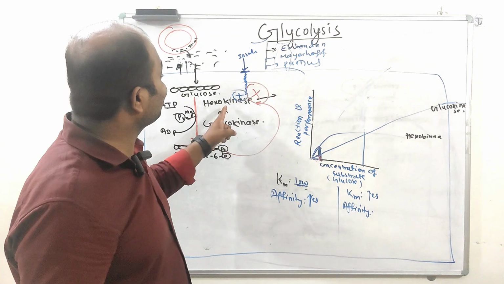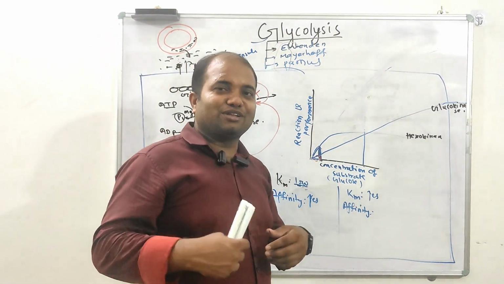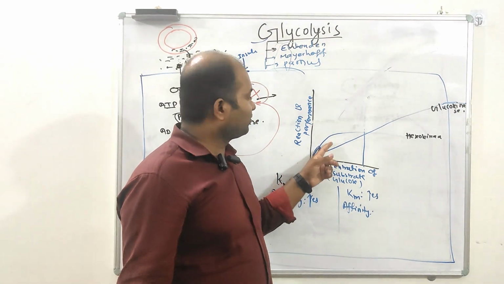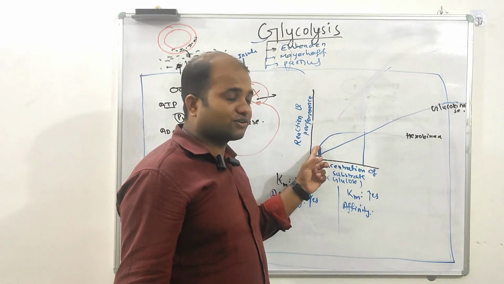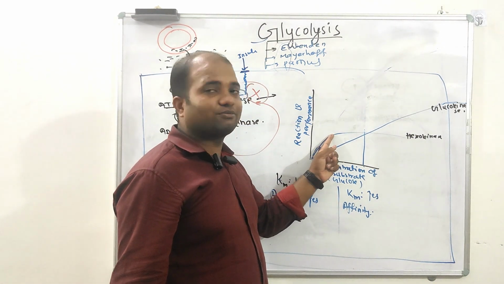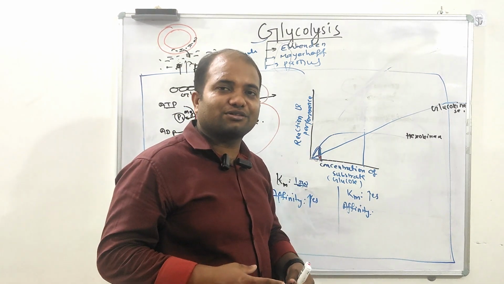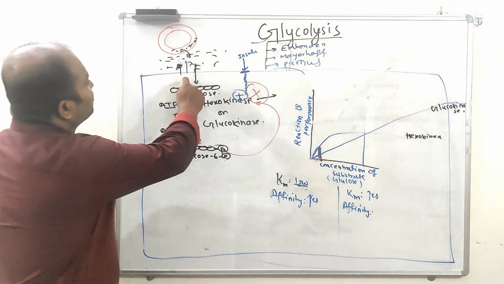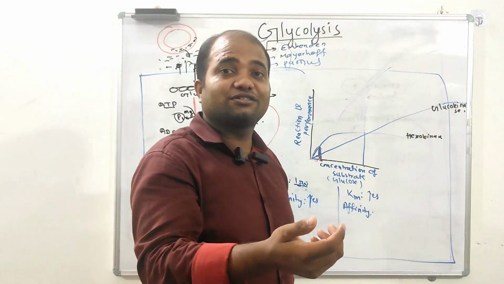So see the reaction. If you just imagine that in the liver hexokinase was there, and you had a heavy meal, in a little concentration only it will become half saturated. If you increase a little more, it will become fully saturated. So whatever glucose comes after that will not be utilized, and it will return back to the circulation, and in blood you will find more glucose, right?